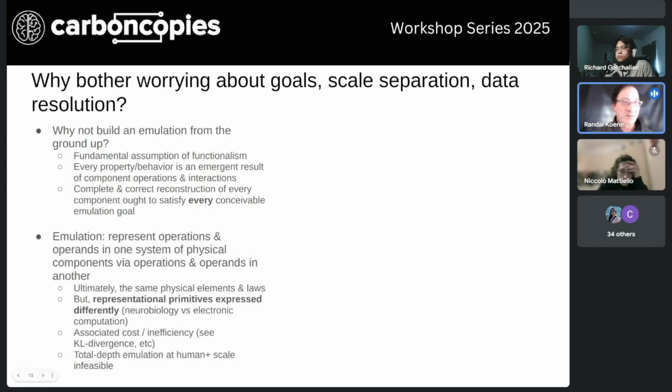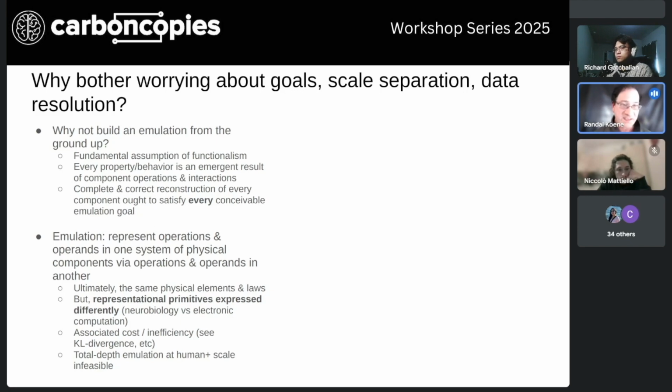Emulation involves representing operations and operands from one system of physical components via operations and operands in some other system of physical components. It's a conversion from one system of representations to another. Both systems involved ultimately rely on the same physical elements and laws, of course, but the representational primitives of neurobiology and of electronic computation are expressed differently.